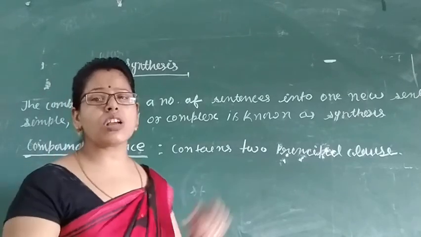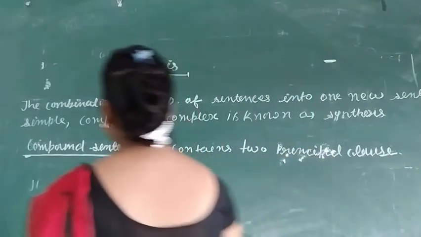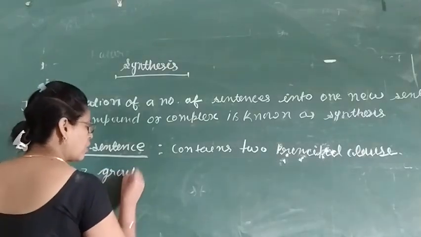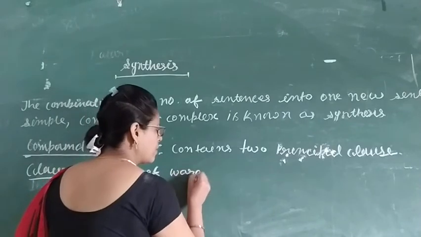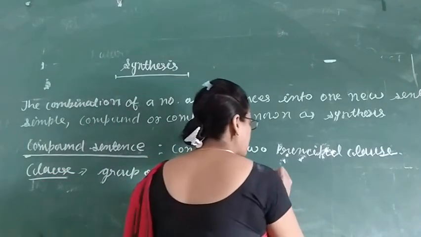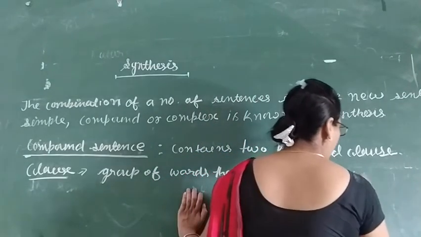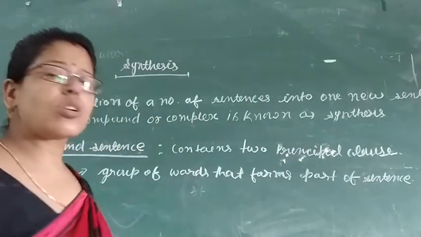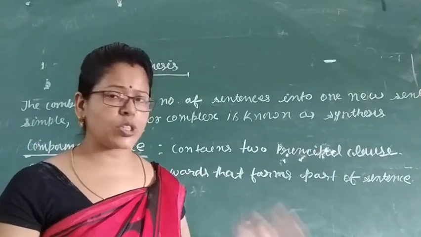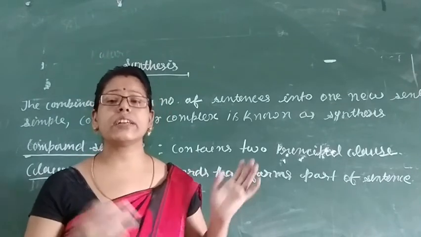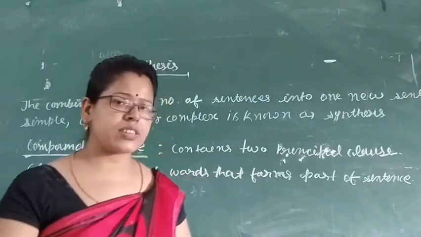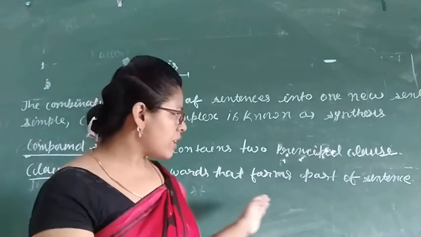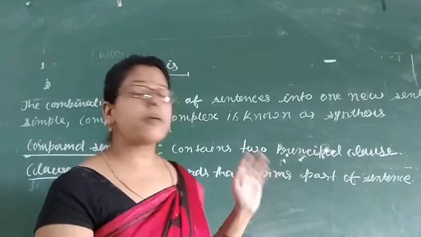Now the question is, what is the meaning of clause? A clause is a group of words that forms part of a sentence. It means a clause is nothing but a group of words, but it is not equivalent to the sentence. It forms only part of a sentence. My dear students, there are many people who think that sentence and clause are equal. But that is not correct. They are wrong, because a clause only makes up part of a sentence.